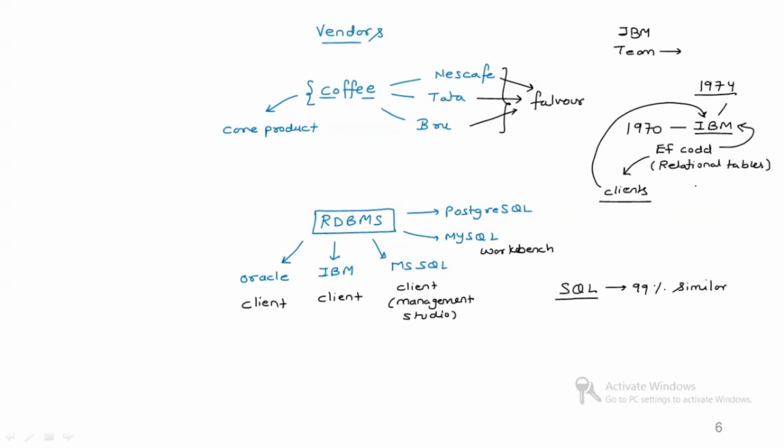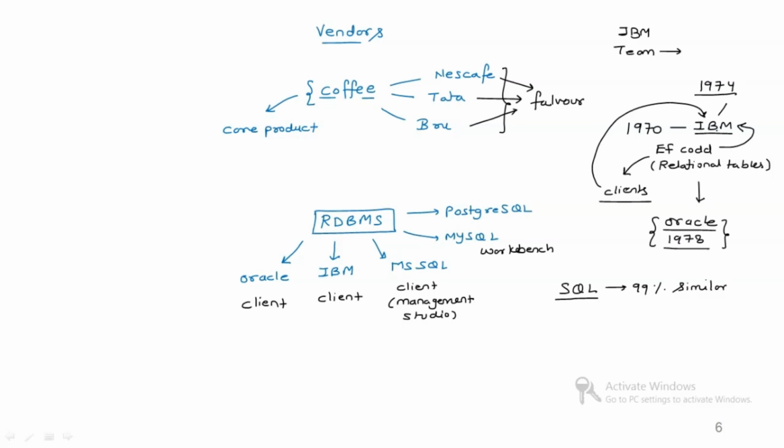But meanwhile, since E.F. Codd had already released the paper, the Oracle team was already working on his idea. So in 1978, Oracle launched the very first commercial RDBMS system. And that's how Oracle became the first company in the world to introduce a commercially available RDBMS system, whereas IBM became the second company.